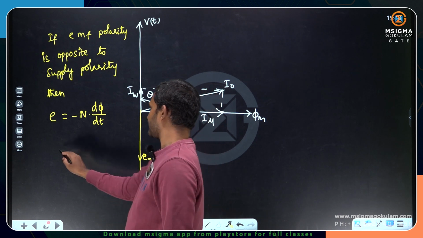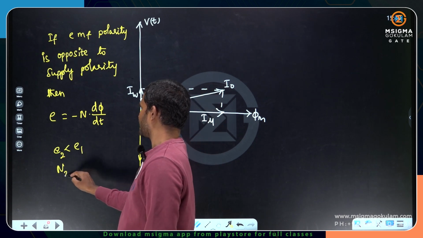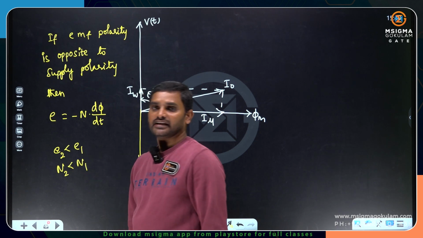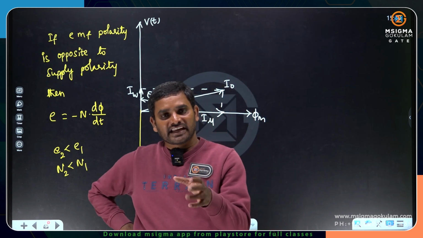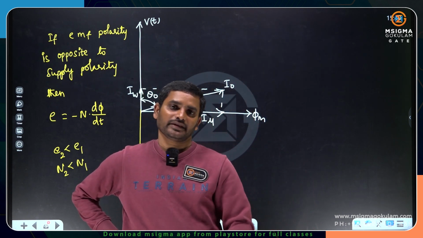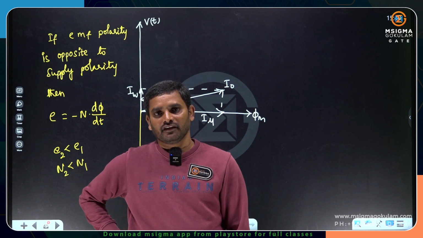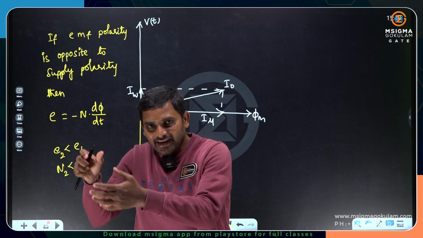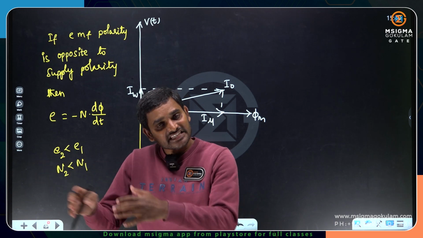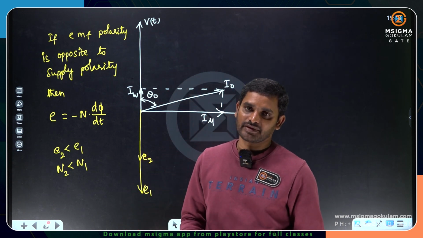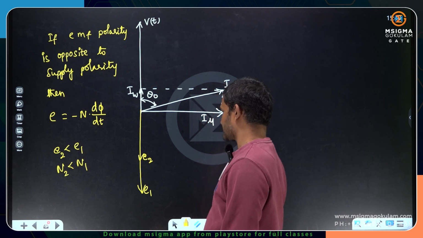Why is E2 less than E1? E2 is less than E1 since N2, the number of turns on the second side, is less than the first side. Whatever winding is connected to the source is called the primary. The other winding is called the secondary or tertiary or anything. Why are we calling it primary? Because that winding receives the power at the first instant. The winding which receives the power at the first instant is called the primary, and the next instance it will be received by the secondary, tertiary, and so on.